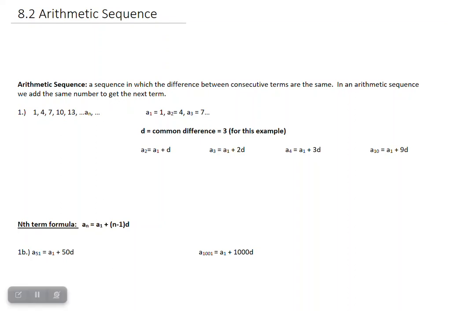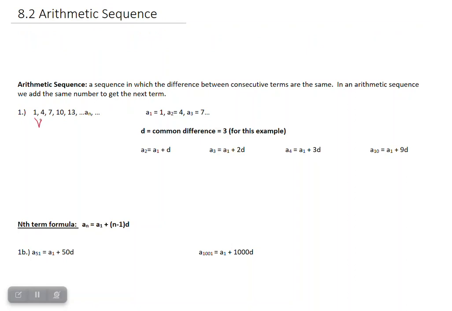We're going to take the next couple days and talk about arithmetic sequences. An arithmetic sequence is a sequence in which the difference between consecutive terms is the same. In the sequence, we add the same number to get the next term. So you can kind of see that happening here, hopefully.